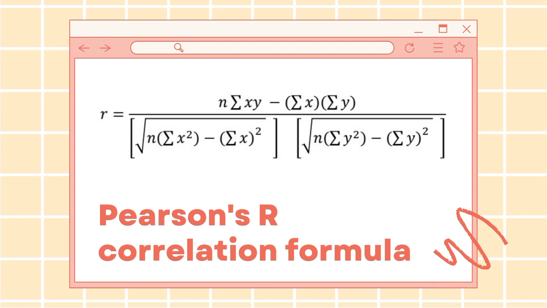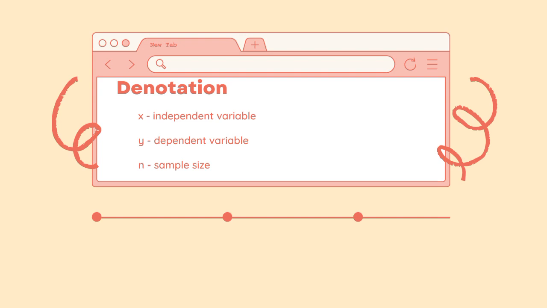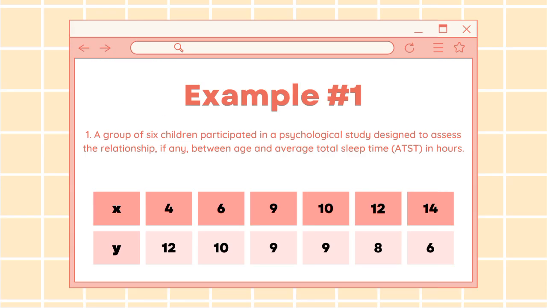This is Pearson's r correlation formula, where x is the independent variable, y is the dependent variable, and n is the sample size. Sample number 1. A group of 6 children participated in a psychological study designed to assess the relationship, if any, between age and average total sleep time, or ATST, in hours, where x is the age and y is the average total sleep time in hours.